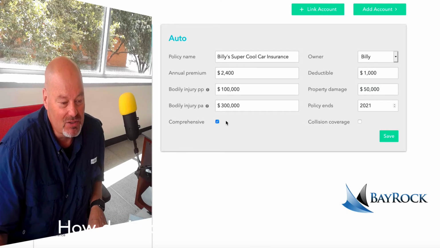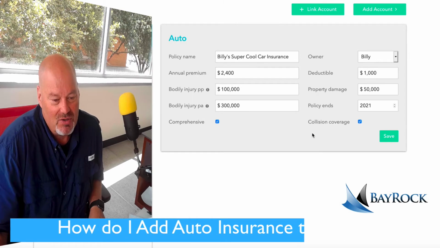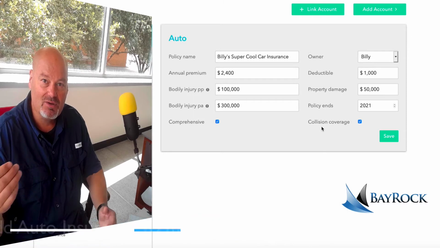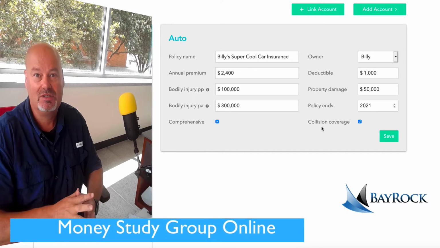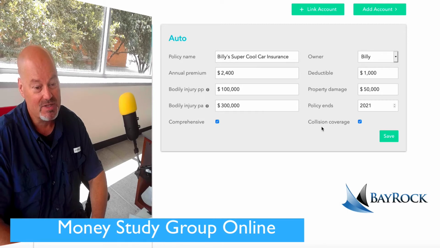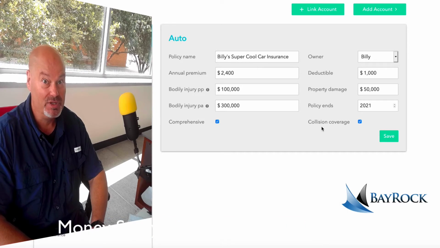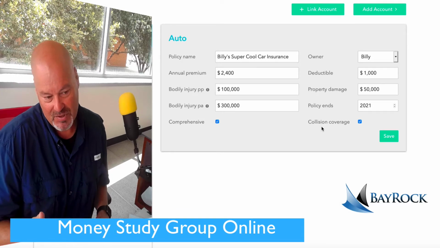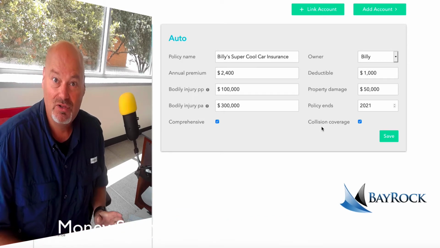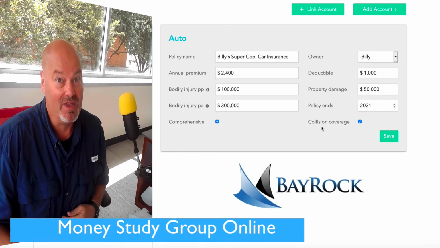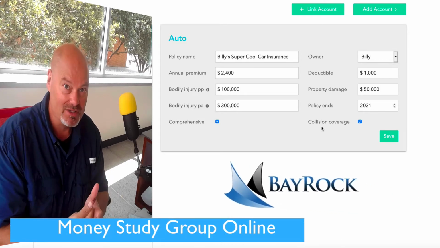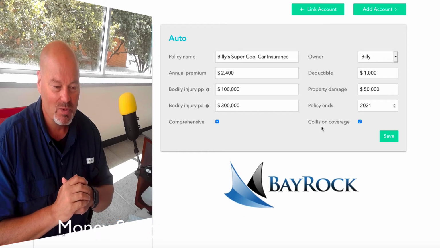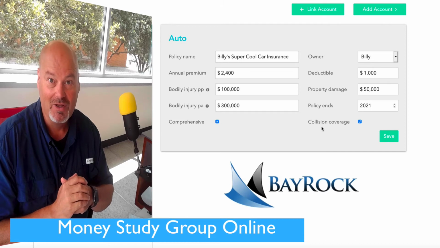And yes, we got collision and comprehensive. So collision over here is going to pay when Billy gets in an accident and he collides with someone. Collision is the coverage he will need, and he wants it. In fact, since he has a loan, Billy is required to carry both of those coverages. So this premium, $2,400 a year, includes coverage for comprehensive and collision. Collision, when you run into something and it's your fault. Comprehensive, well, that's what we're going to talk about in the next video.